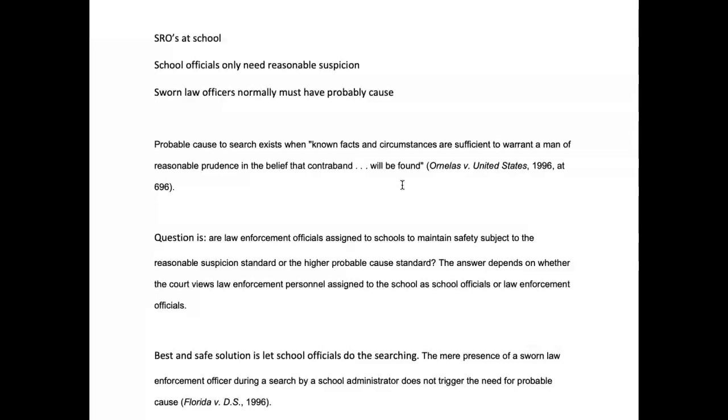So probable cause says known facts and circumstances are sufficient to warrant that that person would have it, which means essentially you have to be over 50% certain. So probable cause means in all probability that person has it, but that's over 50%. So you need to be at least 50% positive that person has it. Reasonable suspicion, you only might be 20% certain that person has it, but that's reasonable. The more dangerous the item, the less that threshold needs to be. So again, police have to have probable cause. You only need reasonable suspicion.